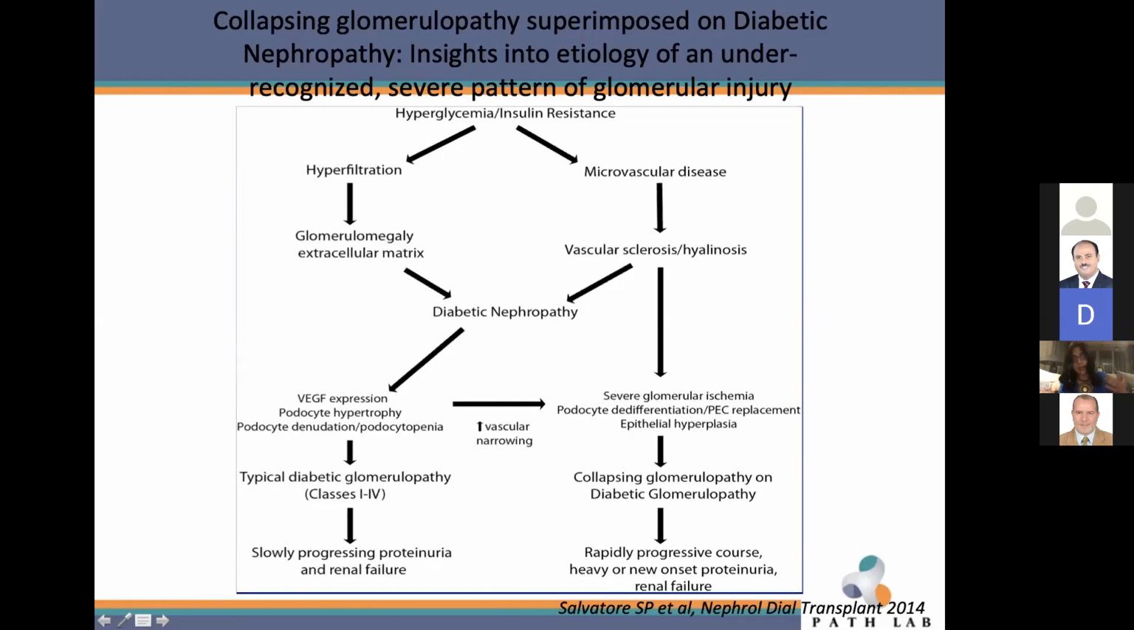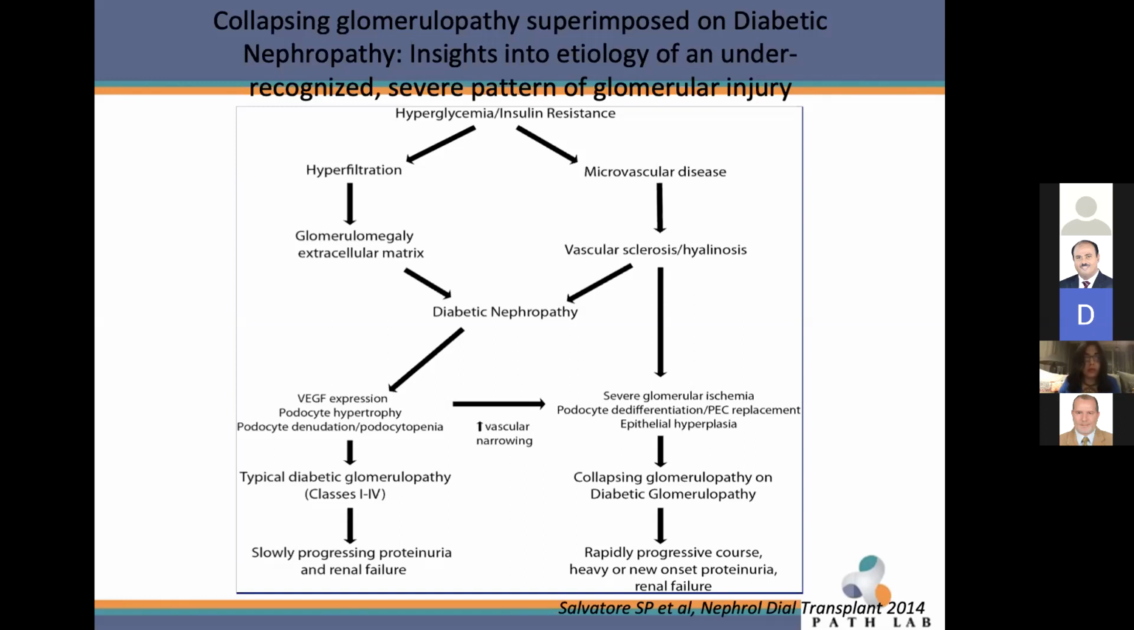So if we say that the classic podocytopathy, which can occur in diabetic nephropathy, is a decreased number of podocytes, if you consider this other pathogenesis, then you're going to get proliferating podocytes and an increased number of podocytes. So you will end up having collapsing glomerulopathy on diabetic glomerulopathy, and these patients are going to have a rapidly progressive course, heavy or new onset proteinuria, and renal failure.